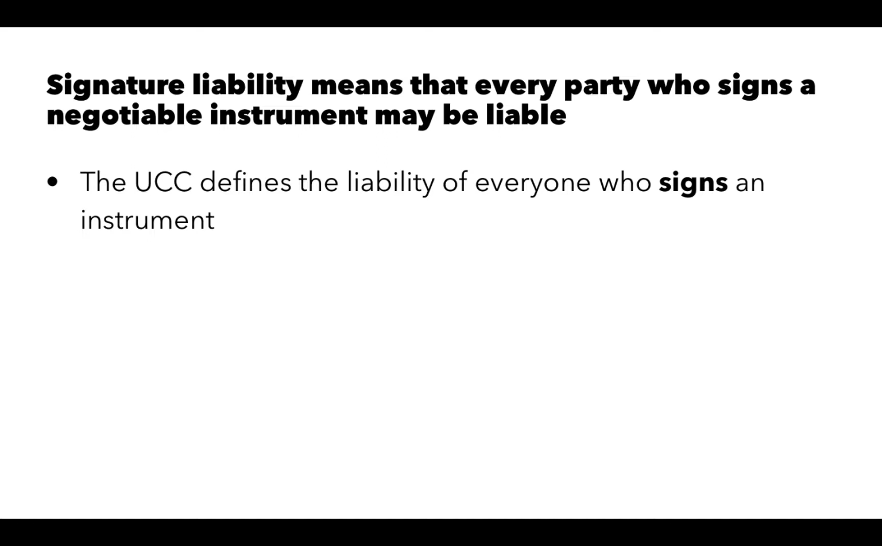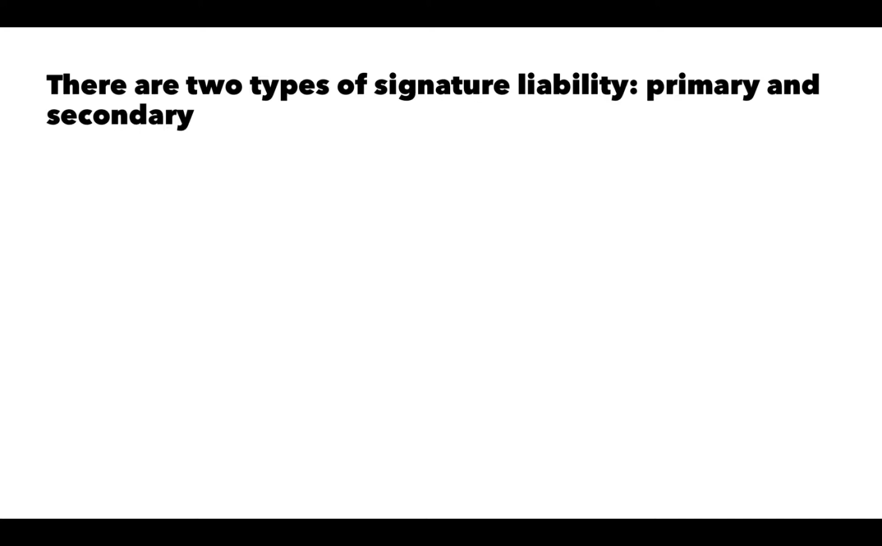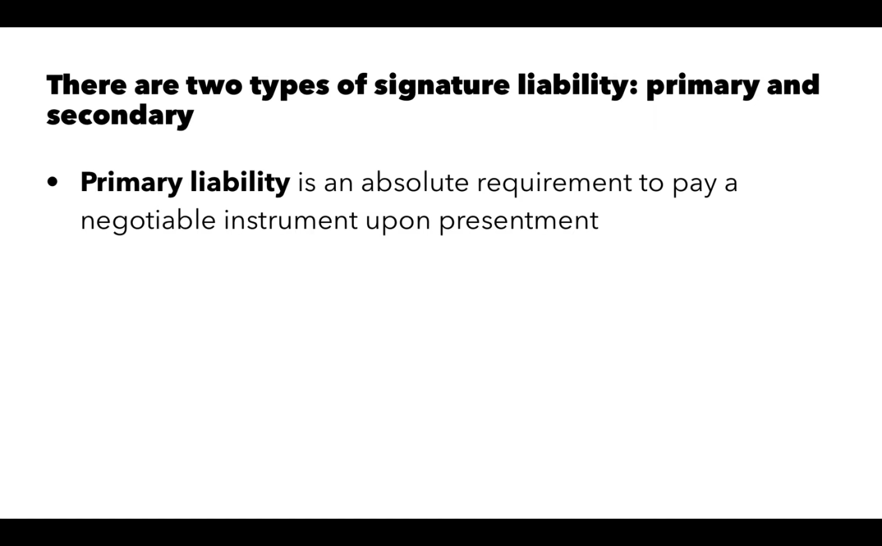So we know that ordinarily the UCC is going to govern the liability of anyone who has signed a negotiable instrument. Now, there are two types of signature liability. The first is called primary liability. Primary liability is an absolute requirement to pay a negotiable instrument upon presentment. So it's an absolute requirement, subject to a valid defense, of course, to pay a negotiable instrument upon presentment.